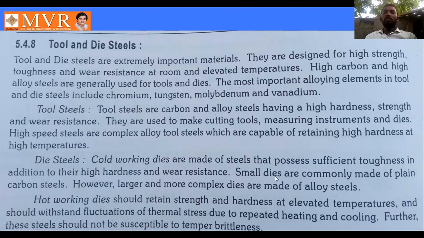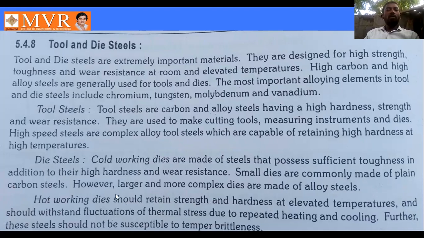So see here, small dies are commonly made of plain carbon steel. Some examples are small dies. Small dies are made of plain carbon steel, but large and more complex dies are made of alloy steel. So that is the main use of die steels.